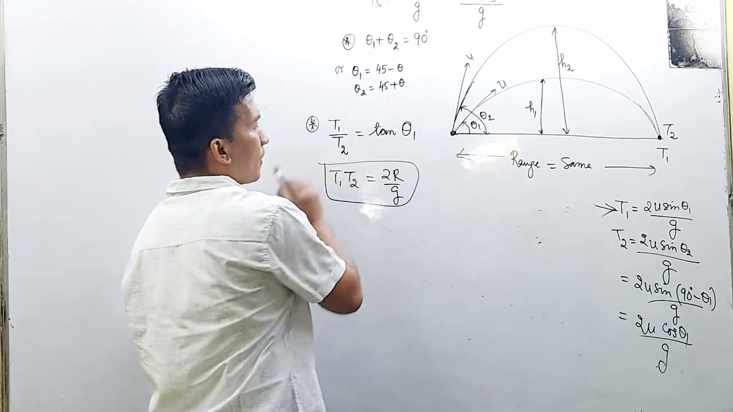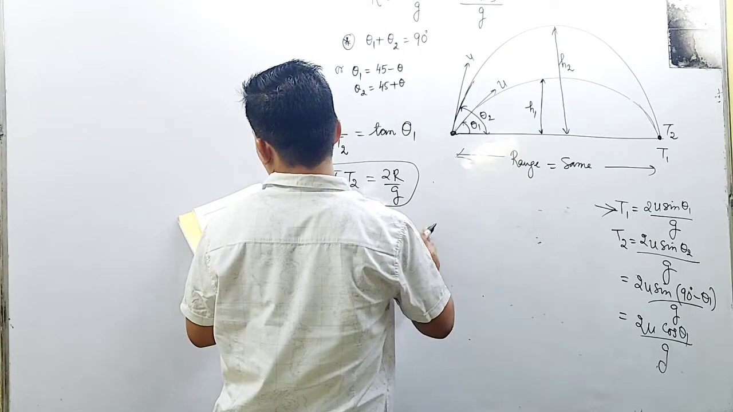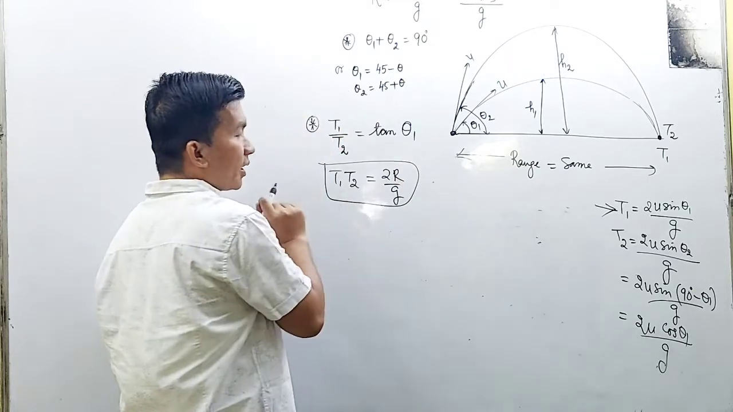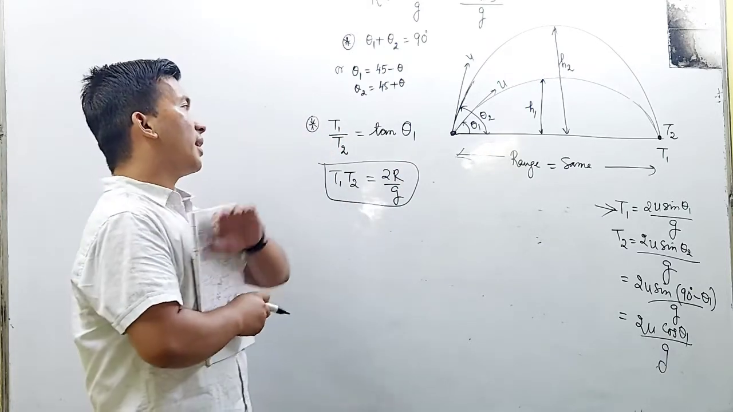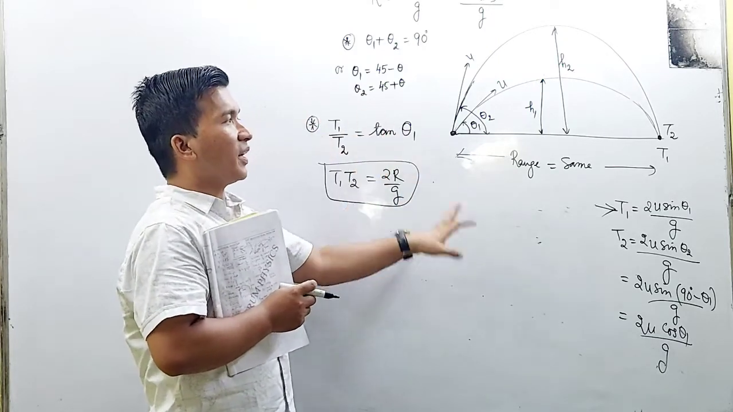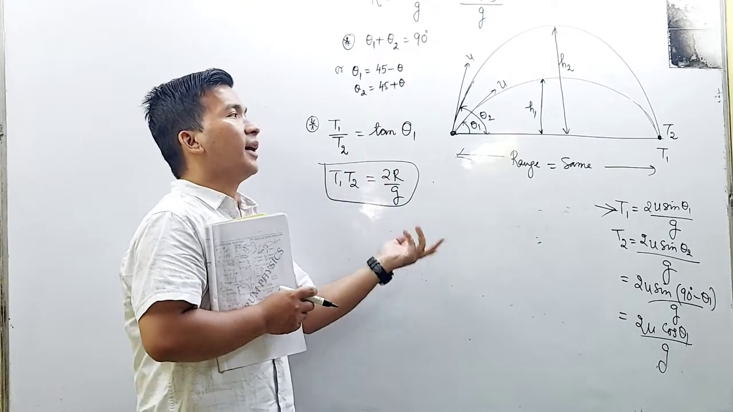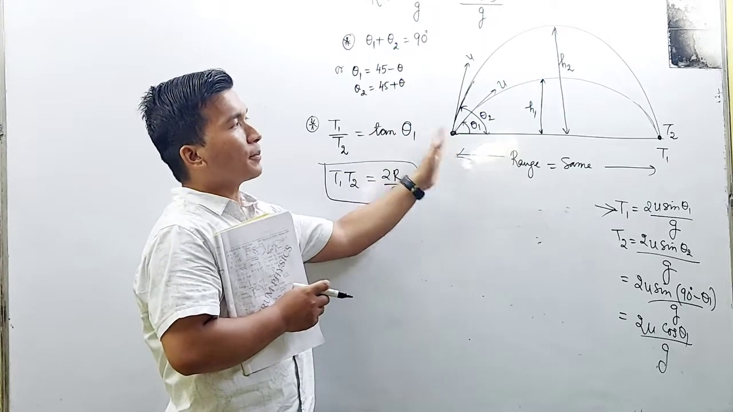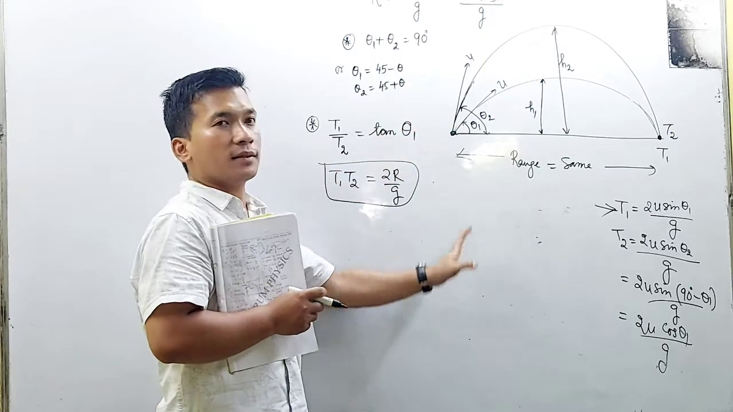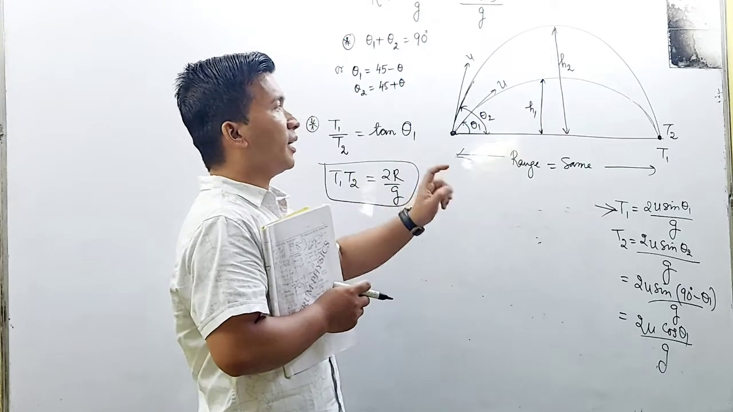What about your t1 plus t2? It is not required, cancel it. The question will be like this, very simple: an object is thrown at two different angles, at complementary angles, and the object produces two different times, t1 and t2, 3 seconds and 5 seconds, under the same range condition.